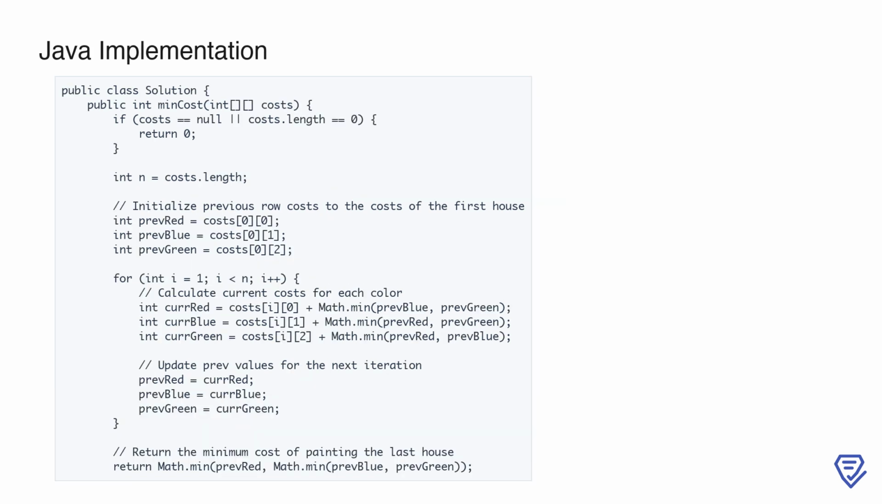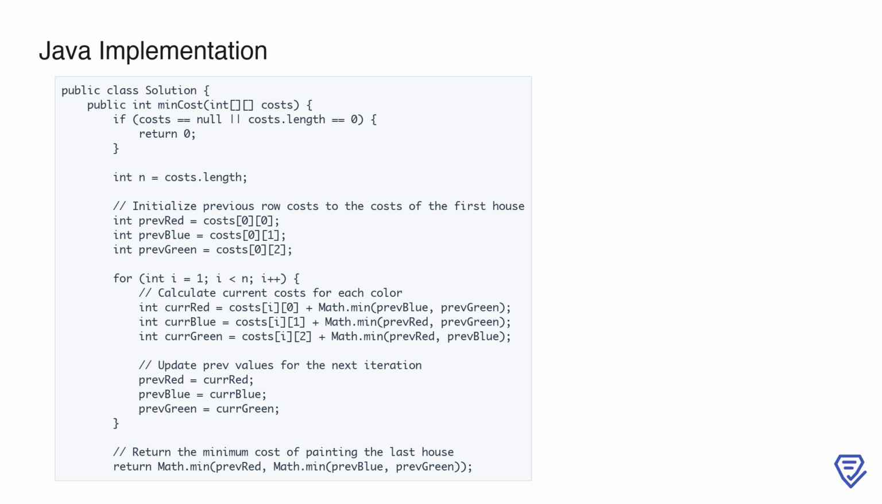Here, we begin by defining the minCost method, which takes a 2D array costs as input. Each row in this array represents a house, and each column represents the cost of painting that house in red, blue, or green. The first thing we do is check if the input is null or empty. If so, we return 0 since there are no houses to paint. Next, we determine the number of houses, n, using the length of the costs array. We then initialize three variables, prevRed, prevBlue, and prevGreen, to the costs of painting the first house red, blue, and green, respectively.